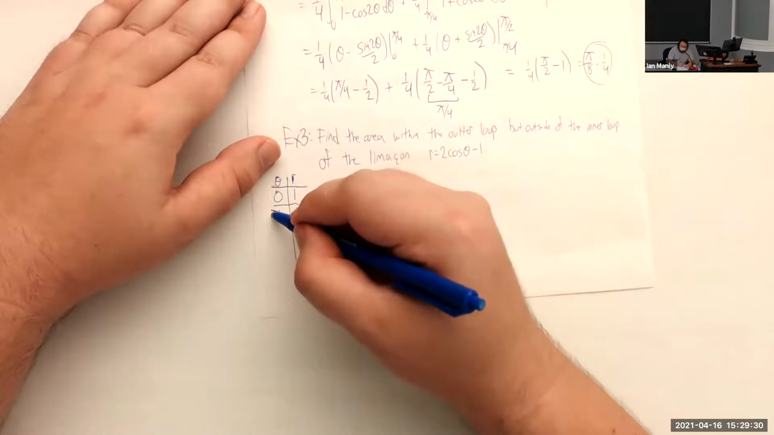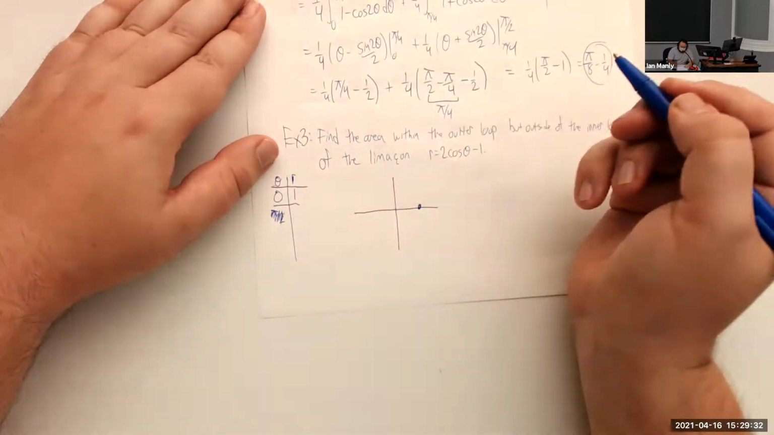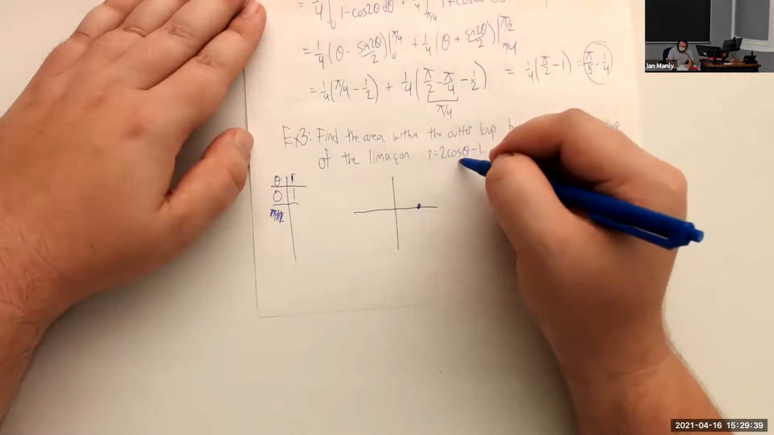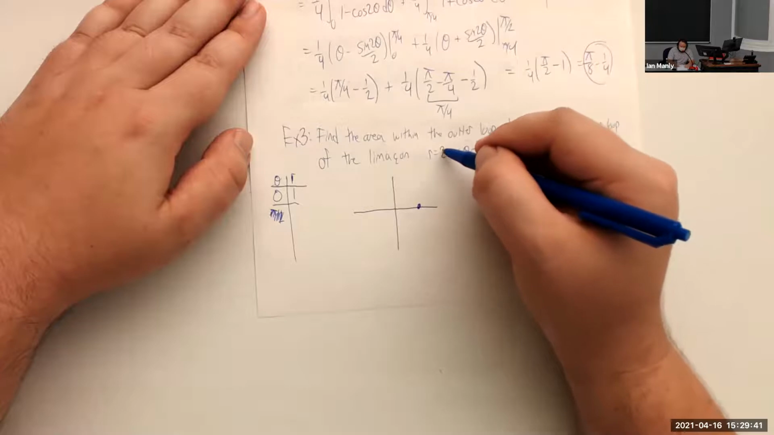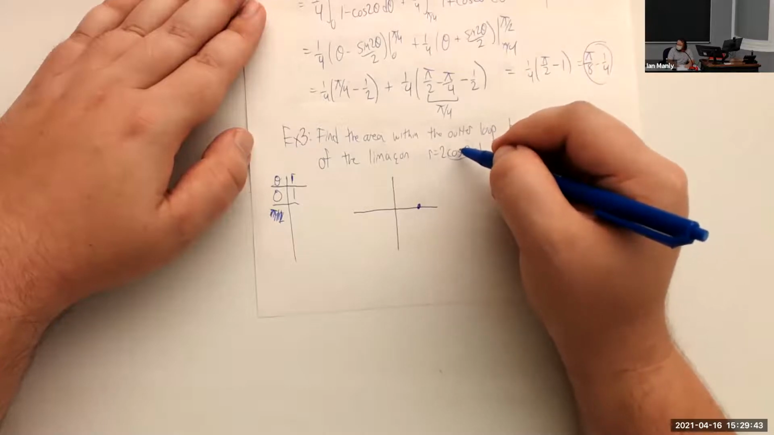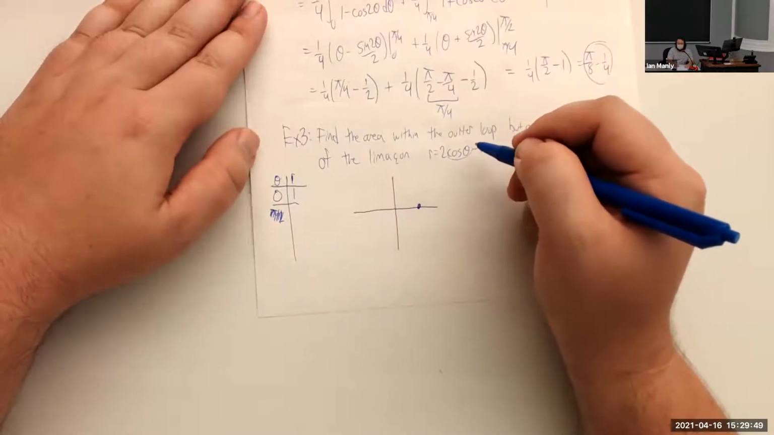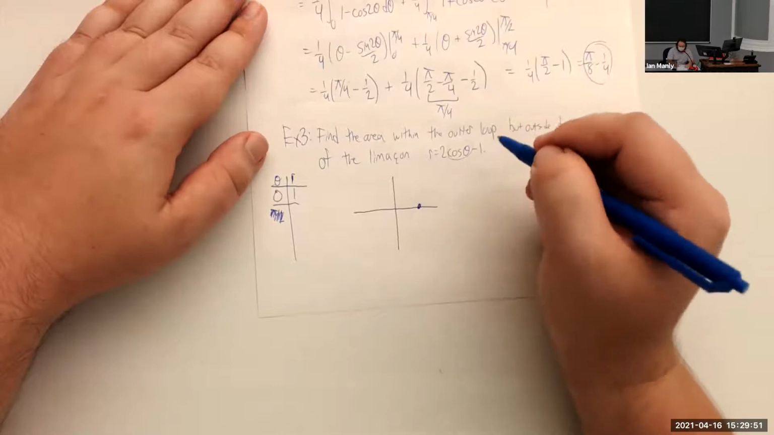Actually, wait a minute. I'll do something else first. So when this is 1/2, I have 2 times 1/2 is 1, right? And then 1 minus 1 will be 0. And that might be an interesting point. It's always an interesting point where r is equal to 0. So I want to see when that happens.